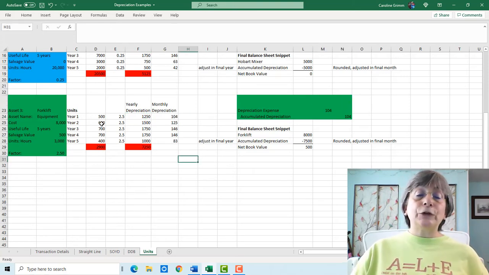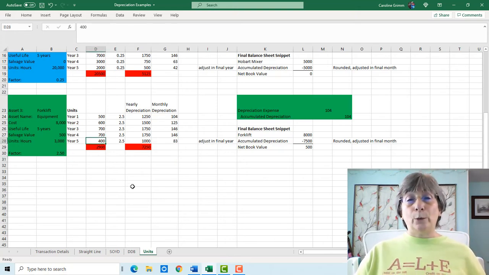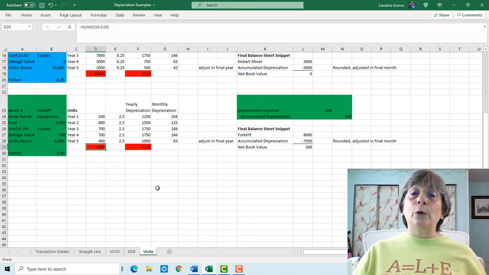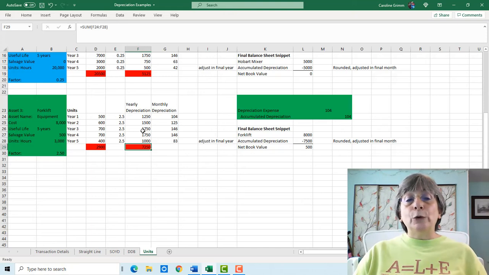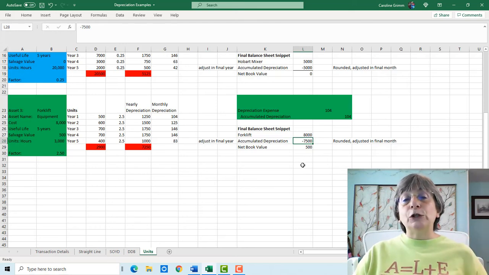Our second year, we use 600 hours, 700, 700, and the final year, we use 400 hours. Now, in this case, we estimated that we were going to use this for 3,000 hours. As it turned out, we only used it for 2,900. So now we need to adjust that estimate so that we are not under depreciating that asset. We want it to be fully depreciated at the end of the 5th year. So had we taken all of those depreciation deductions, we would have ended up with $7,250 as our accumulated depreciation, which would mean that we were not fully depreciating this asset.